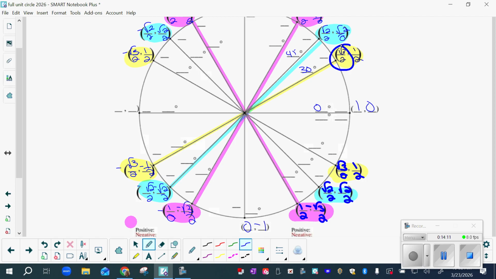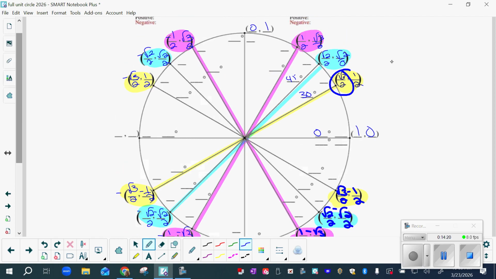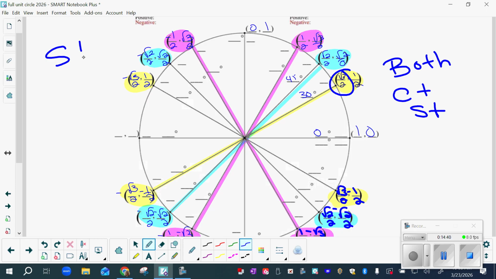Oh, sorry, forgot him. So what does Be Sexy Now children mean? It means that in this quadrant, both are positive, sine and cosine. So cosine positive, sine positive, both. Sexy means that sine is positive, but not cosine. Cosine is negative.